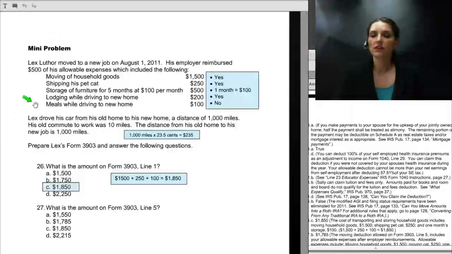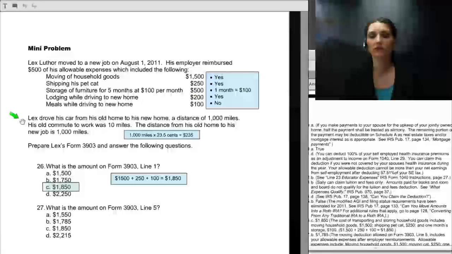So the first thing I do when I look at a problem like this is determine which of the expenses are going to be allowed and how much will be allowed. The first one is the moving of the household goods. Is that allowable? Yes, it is. The moving of his pet cat. Is that allowable? Yes, it is. The storage of furniture for 5 months at $100 per month. Well, it's partially deductible. We get 1 month, so that would be $100. The lodging while driving to the new home of $200, is that deductible? The answer is yes. And then meals while driving to the new home, is that deductible? The answer is no, it's not.